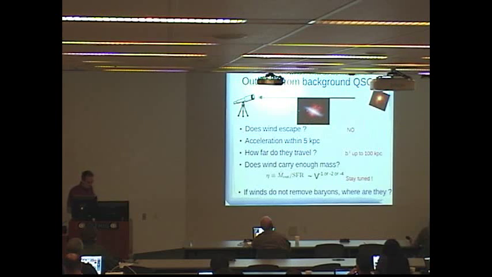So in summary, from the studying of outflows using background quasars, we can address these questions directly. Does the wind escape? It seems like it does not escape. In one case where the impact parameter is below 10 kiloparsec, we have signs of acceleration. If you want, you can ask me for it later. It seems like from this impact parameter distribution I've shown you before, they travel up to 100 kiloparsec, and then we lose track of this gas.